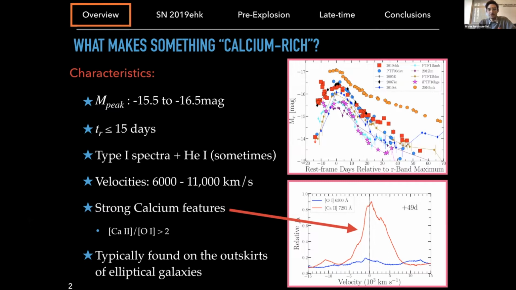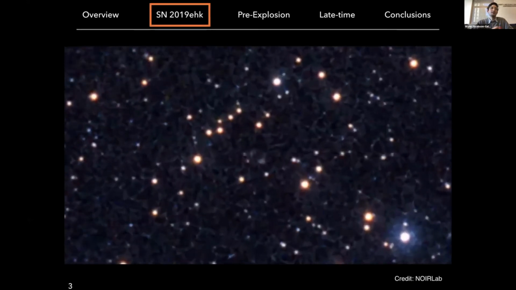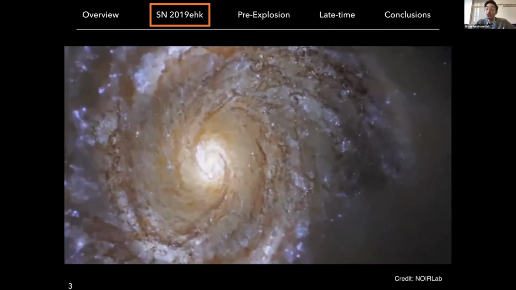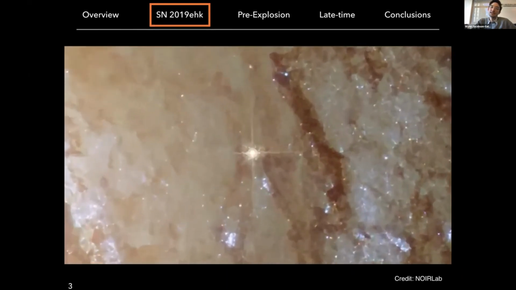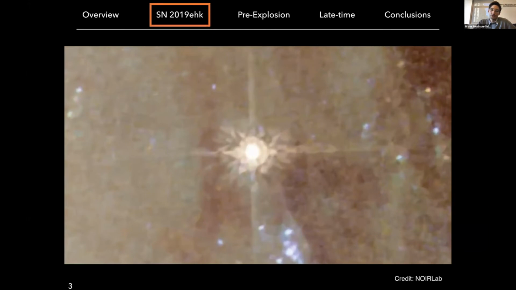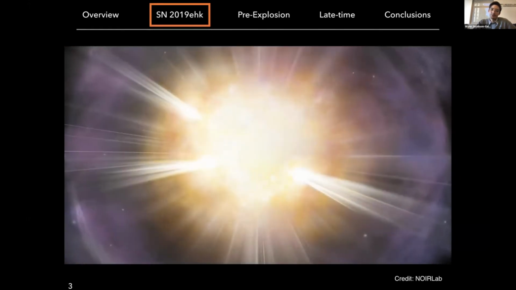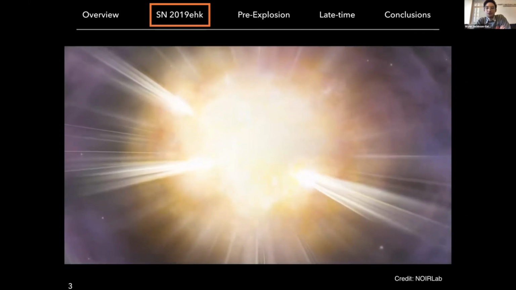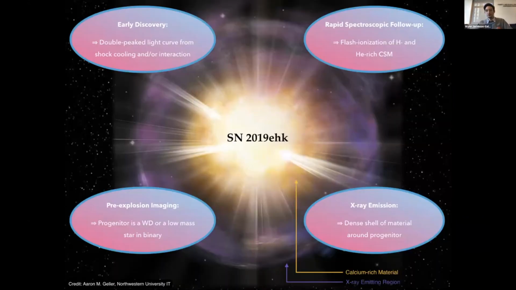Yeah, so with that in mind, I wanted to zoom in on one prototypical, nice case of a well-studied nearby calcium-rich transient, 2019ehk, which I've worked on for a couple of years now. It's revealed a really amazing data set because it's one of the closest calcium-rich transients ever observed. It's in M100, and there are a lot of great things that happened with this transient. So I just want to bullet point it before I talk about the two main sectors of this talk, which are pre-explosion and extremely late time.